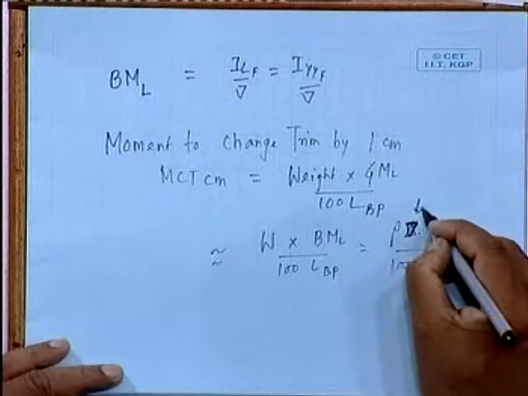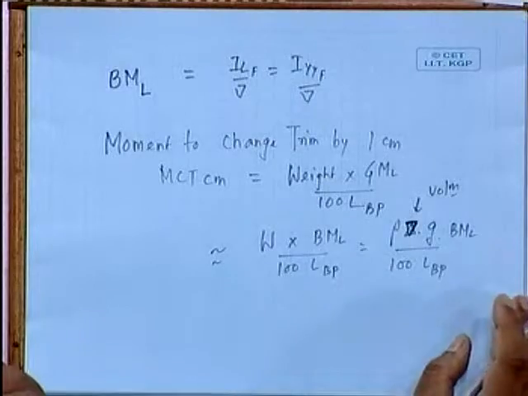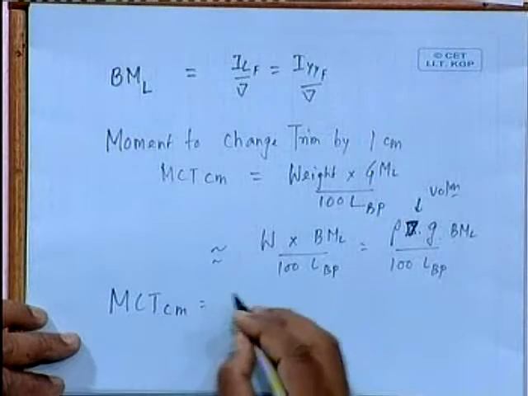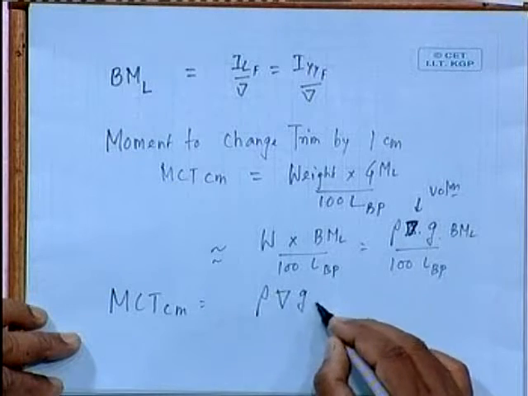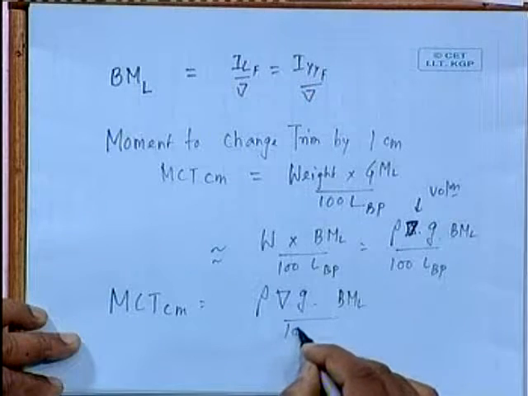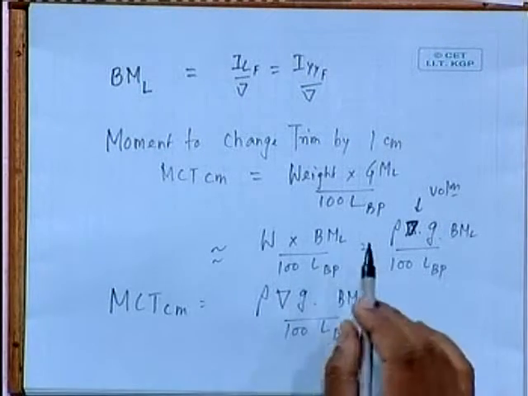This is my volume. G is gravitational acceleration. Now this term I must explain again. I have got this MCT as rho into volume into BM_L by 100 LBP. This term requires a little explanation once more.